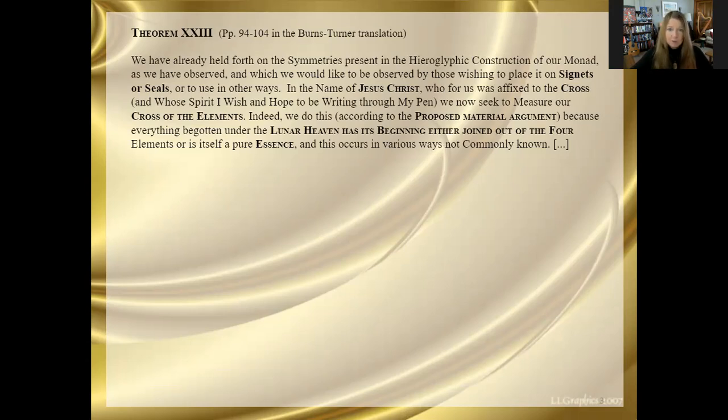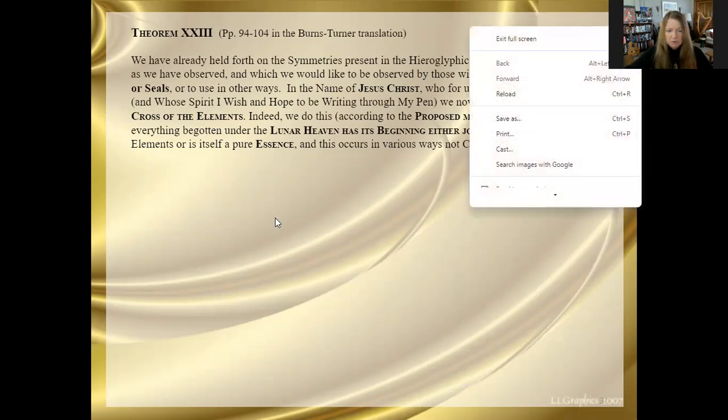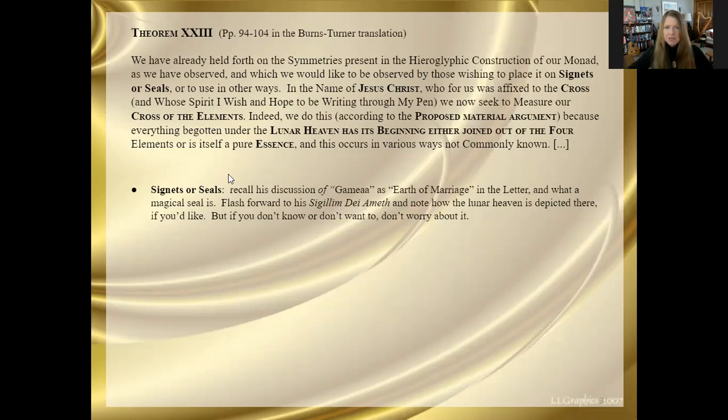Now, you probably know, if you're interested in this, what a signet or seal is. You may even remember back in the letter to Maximilian, him talking about this Gamea of earth of marriage. His Gamea is a kind of seal that's earth of marriage. Some of you know his later Enochian work. You know of his Sigillum Dei Aemeth, seal of truth or God. Some of you even use magical seals. But if you don't know or you don't want to, don't worry about it. We'll just keep going.